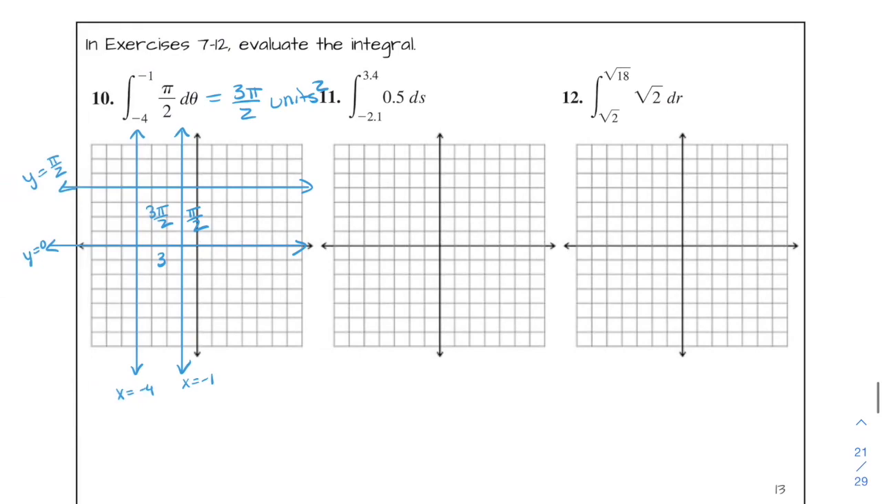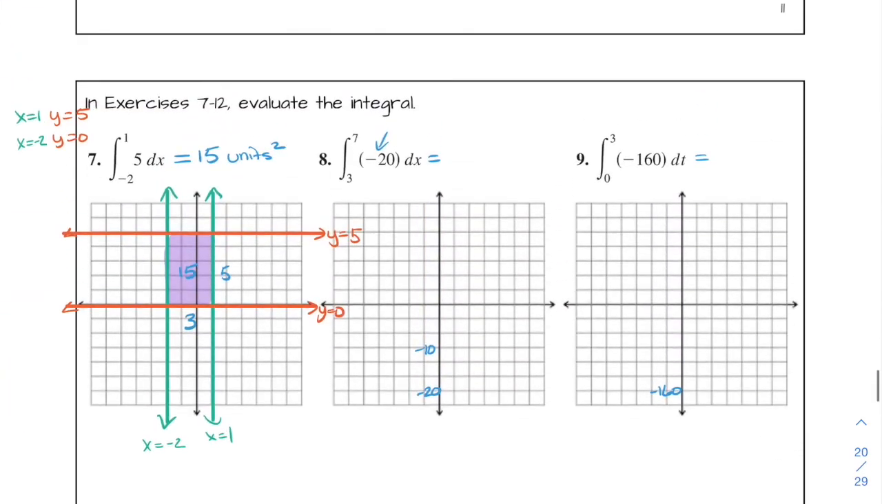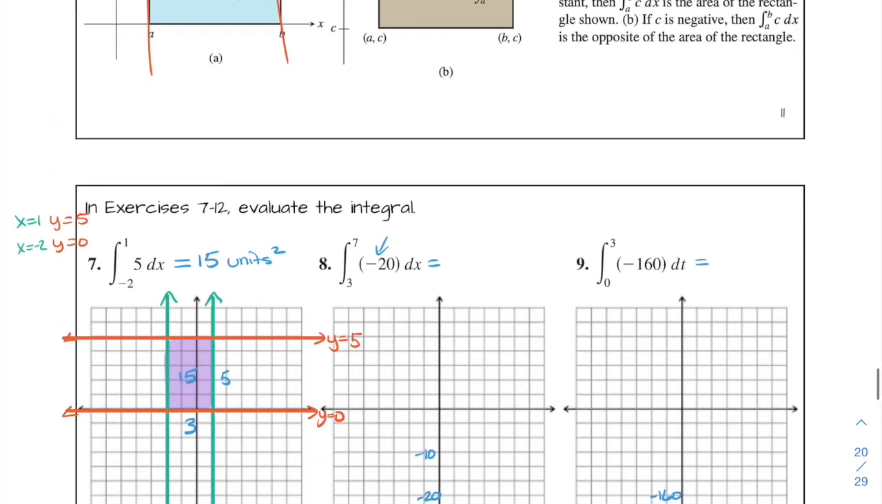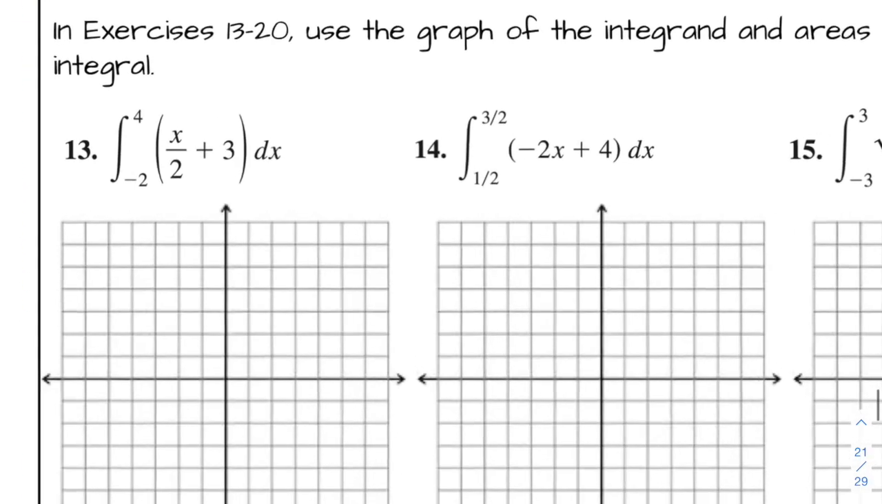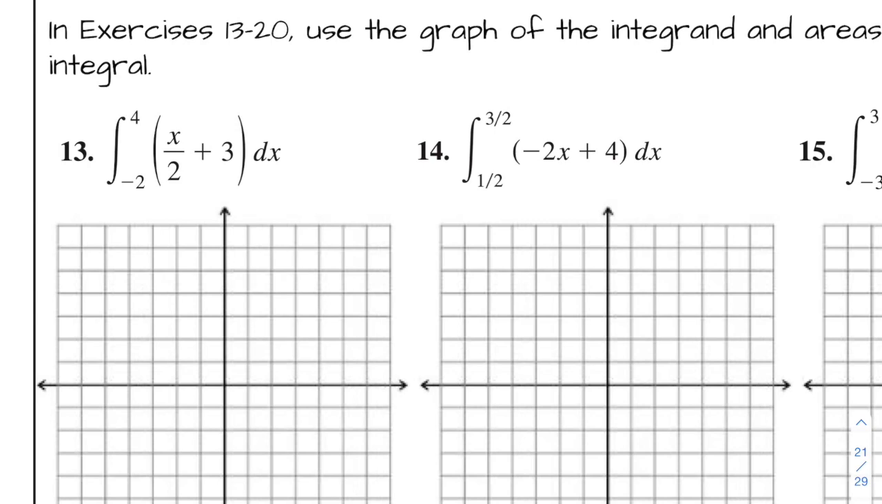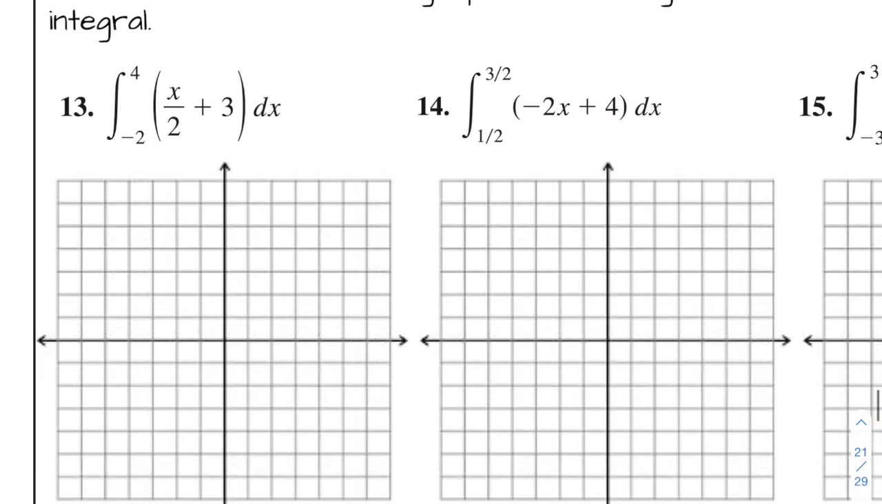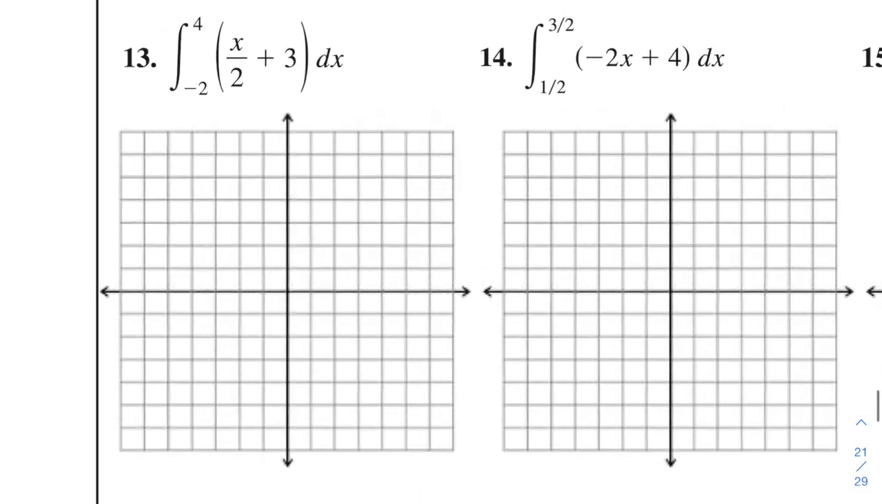Square root of 2, these are all constants, even though they might not look like it. So numbers 7, 8, 9, 10, 11, 12 are all constants. Then you get into these, and you're like, Mr. A, how do I do these? Well, take a breath. It's okay. Let's graph this first one.